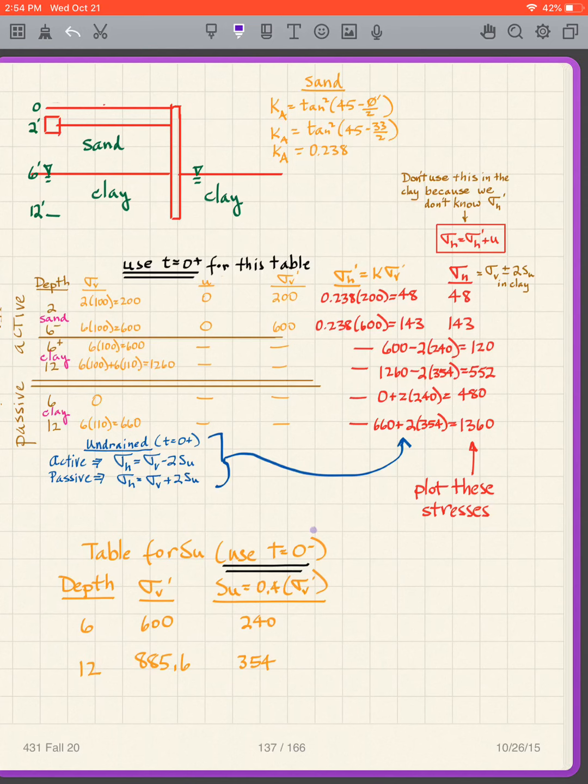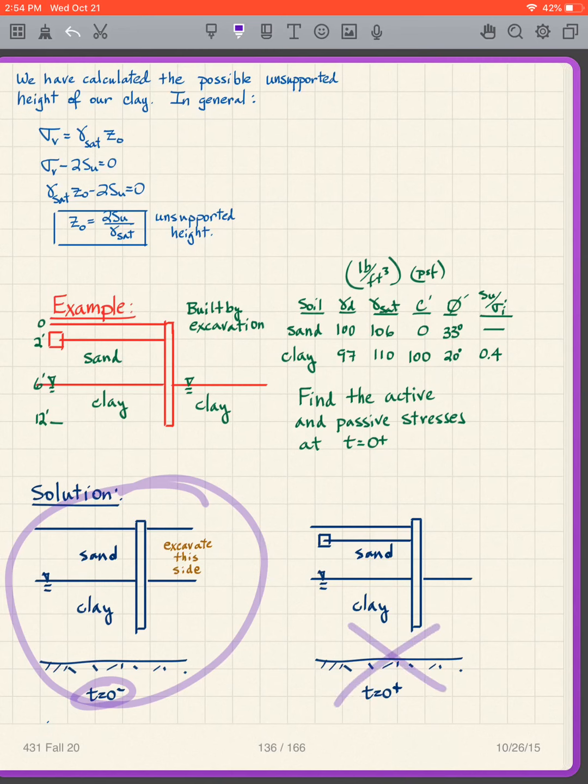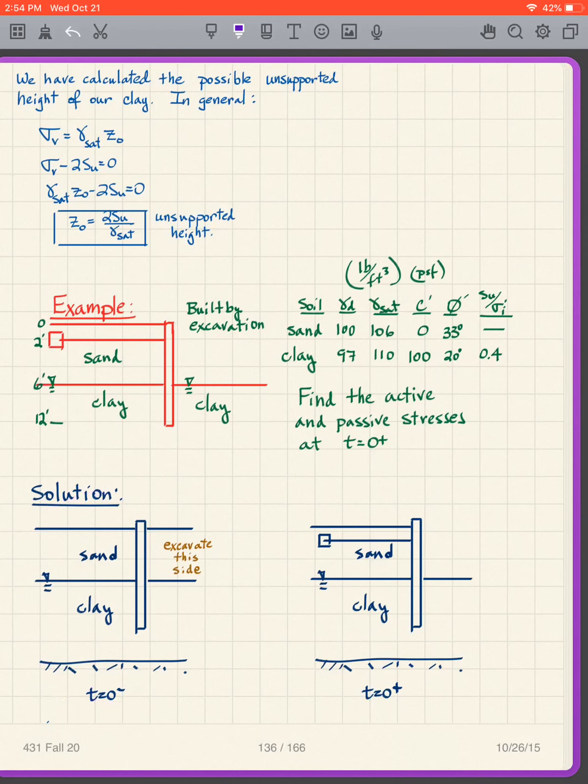Now, I have to look at my picture at t equals 0 minus. This is an important point. When I get my SU value, I have to look at my t equals 0 minus picture. In other words, we built the wall by excavation. Well, that means my t equals 0 minus looks like this. It doesn't look like this. It's not that. So I have to use my t equals 0 minus picture, which means that the weight of this sand influences the stress in that clay. We're assuming that this sand has been on this clay for 100,000 years or however long, and it's influenced the strength of this clay. So I look at my t equals 0 minus picture.